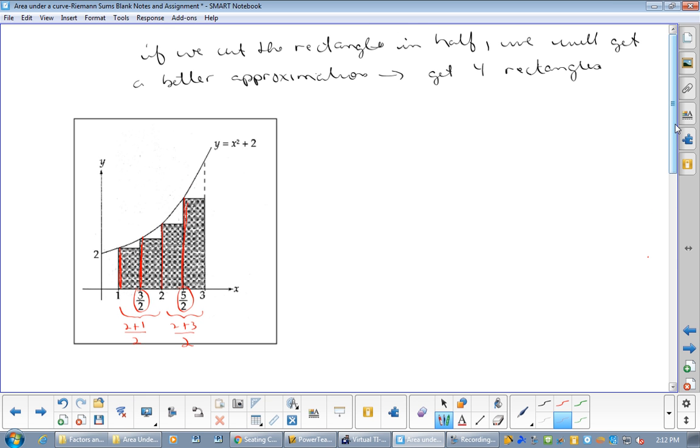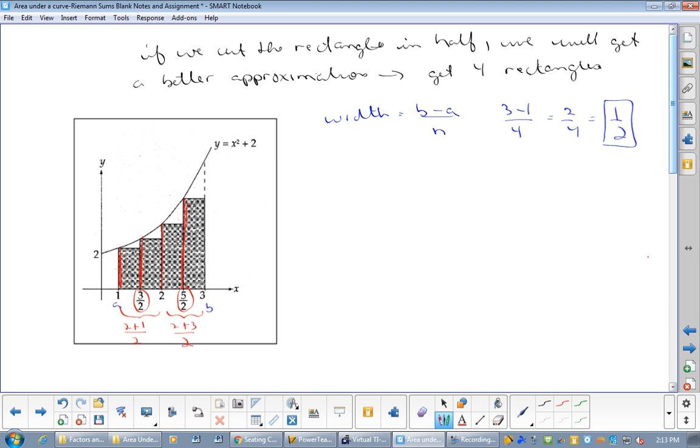So now we know the width. There's a formula for width as well, and that's b minus a over n. This would be b, and this is a. Those are your two endpoints, and you divide by the number of rectangles. So in our case, that would be 3 minus 1 over 4 rectangles, which is 2 over 4, which equals 1/2. So that's our width.